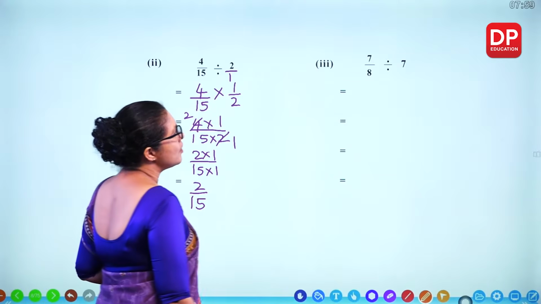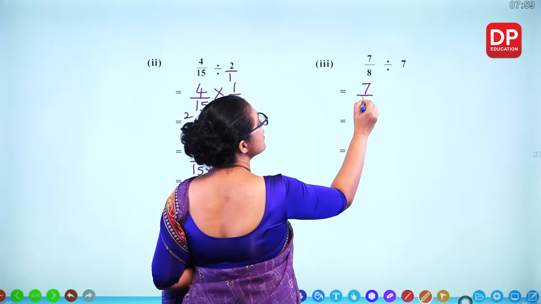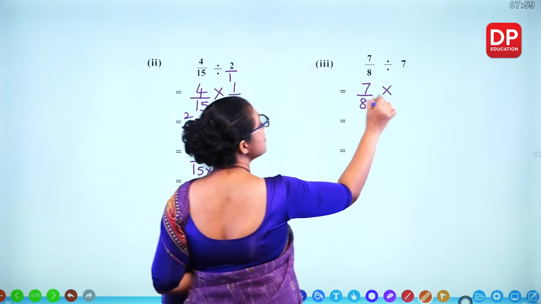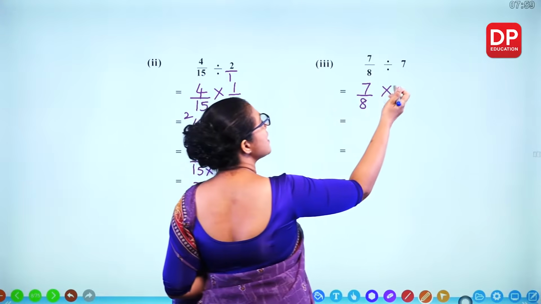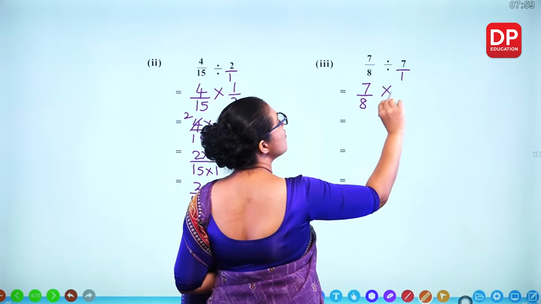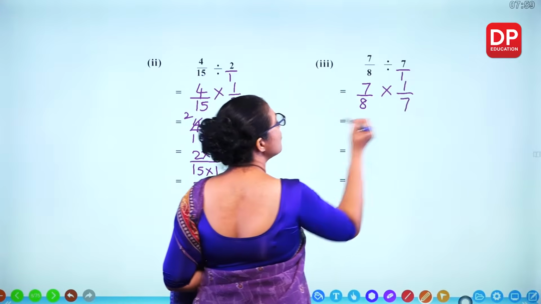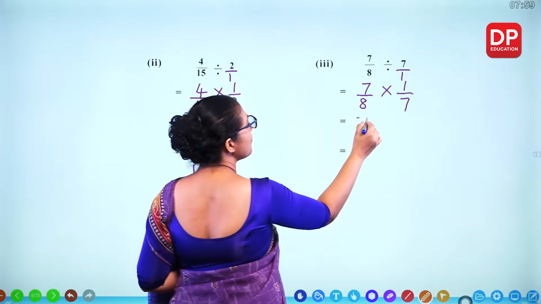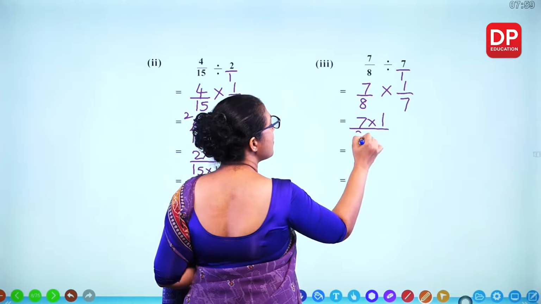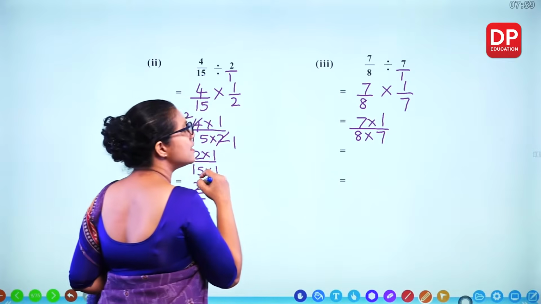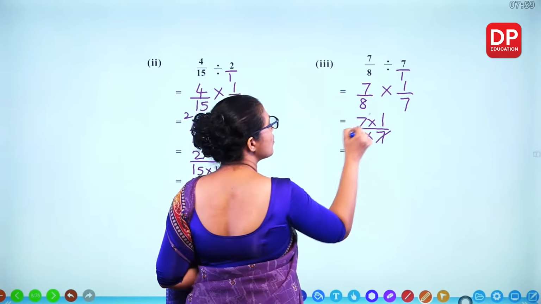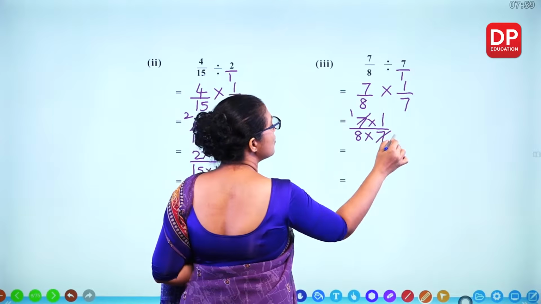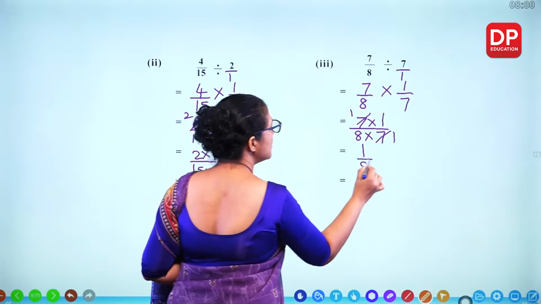And this one, 7 over 8. So you write the first fraction as it is and multiply by taking its reciprocal. 7 over 1, what's the reciprocal? 1 over 7. Multiply the numerator separately, denominator separately, and cross out the common factors. You get 1 over 8.